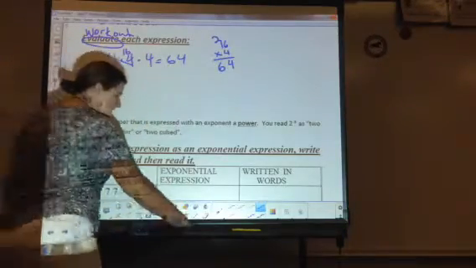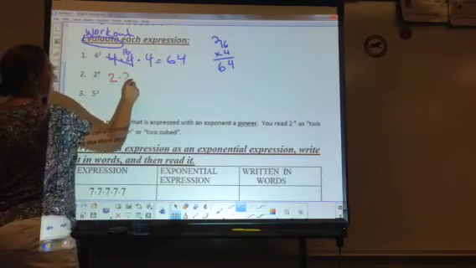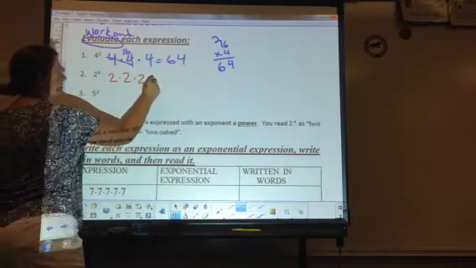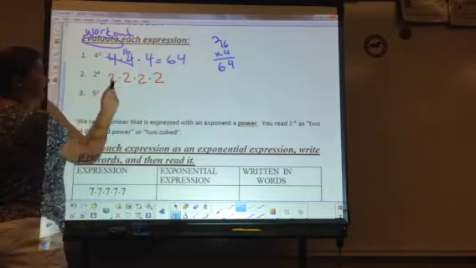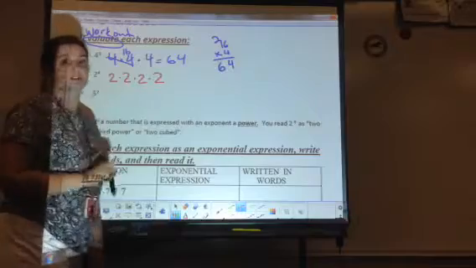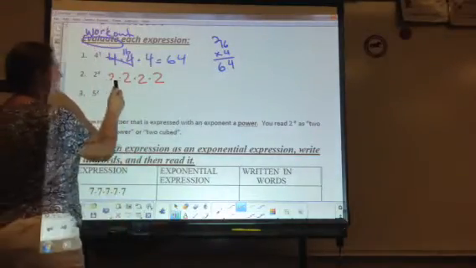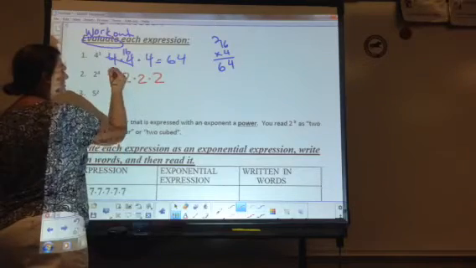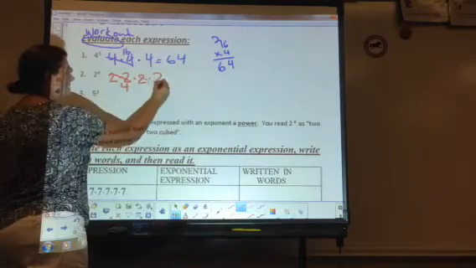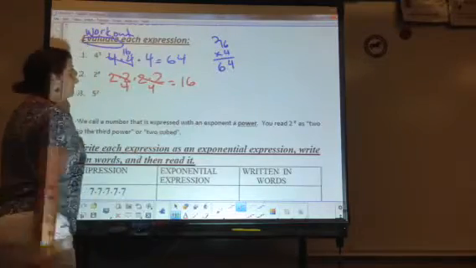So let's do one more together. 2 to the 4th power means 2 times 2 times 2 times 2. Do you see any 4's? That's right. The 4 tells the 2 what to do. But the 4 doesn't actually do anything. The 2 is doing all the work. 2 times 2 is 4. 2 times 2 is 4. What's 4 times 4? 16.